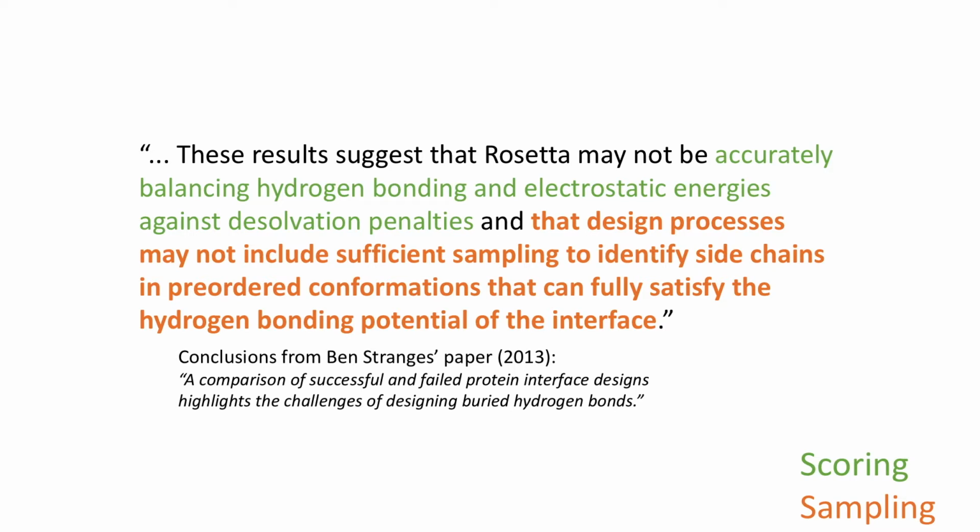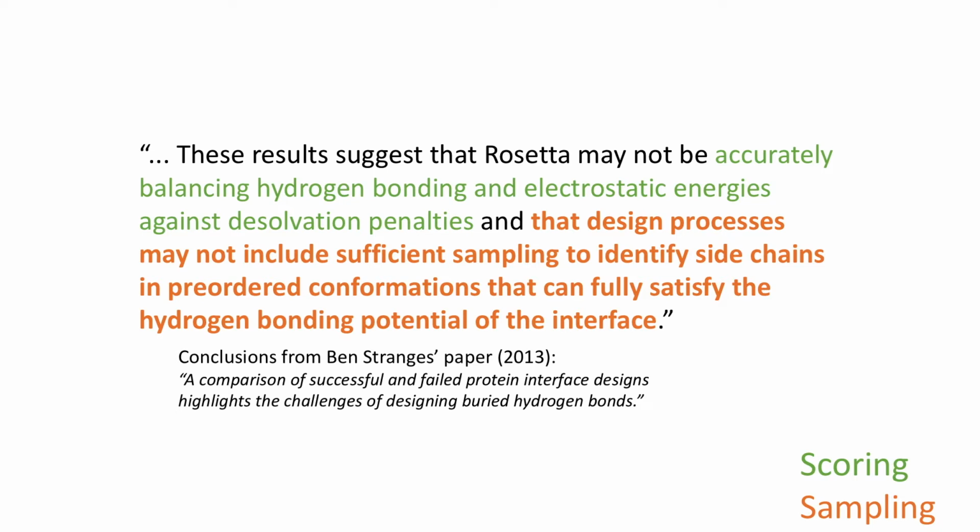Now, a few years ago, a former student of the lab, Ben Stranges, studied all of the recent protein-protein interfaces that were designed with Rosetta and then were later tested in the lab. And he wanted to look for patterns on which designs failed and which succeeded. And one of his primary conclusions is that Rosetta could not meet the two restrictions that I mentioned before. It could not design enough polar atoms and find hydrogen bonding partners for them consistently.